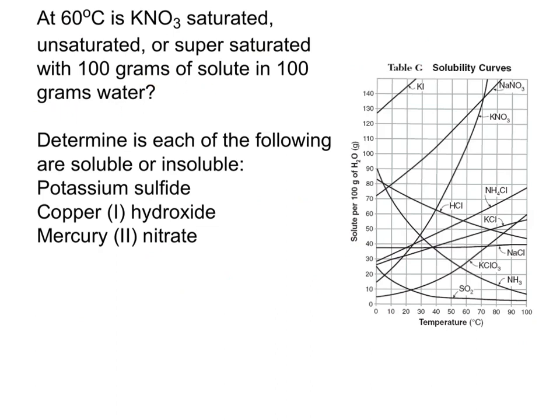And then the second one, determine in each of the following if they're soluble or insoluble. Potassium sulfide, copper(I) hydroxide, and mercury(II) nitrate, using that table you saw, I think, three slides back. So we're not using the graph for the second one, you're going to use the solubility rules. Give them a try and we'll discuss them in class the next time.